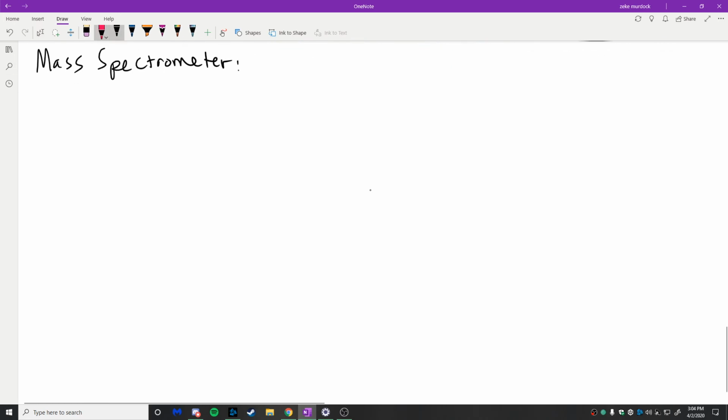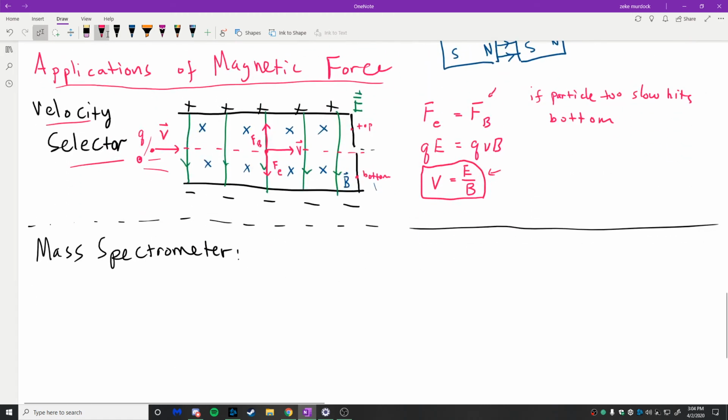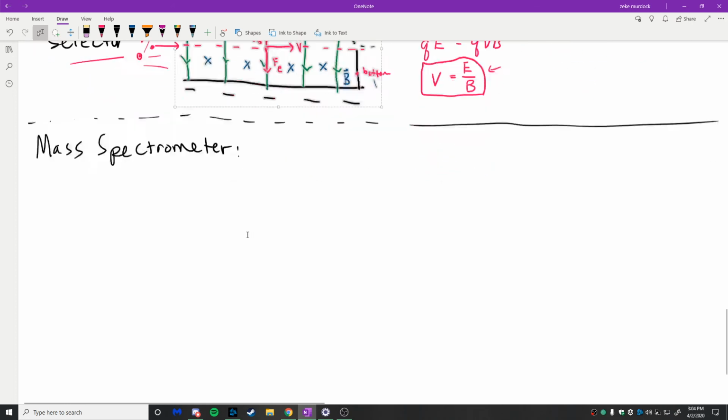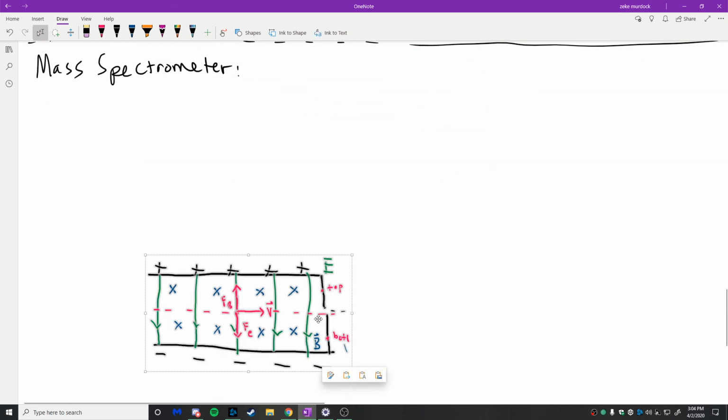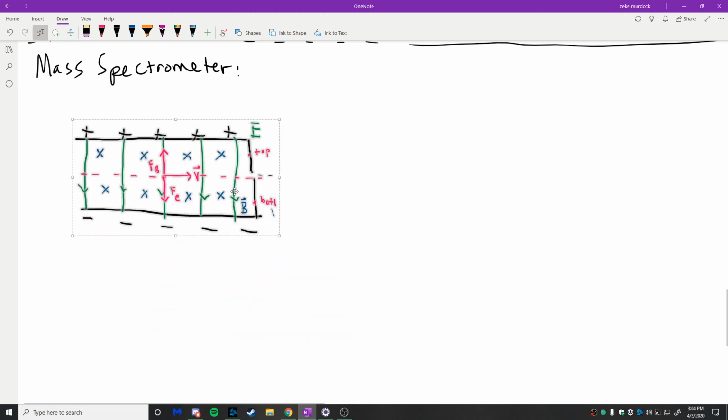So you start off with, here, let me see if I can just copy what we had from before so I don't have to redraw it. Because you start off with basically the exact same thing. So let's take this, copy it, paste it. Can I rotate? I want to rotate this. Okay, I don't have to rotate it, do I? No, I don't have to. So we start off with a velocity selector. We've got our particles, and they all come out with a certain speed.